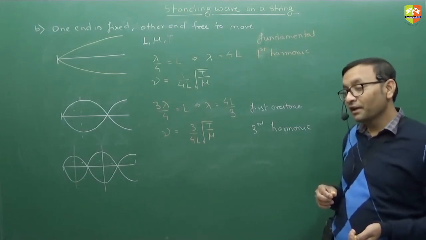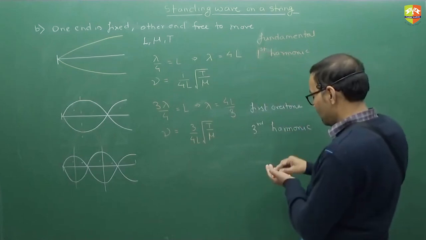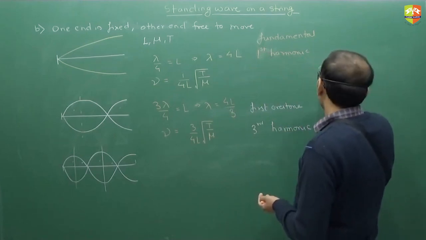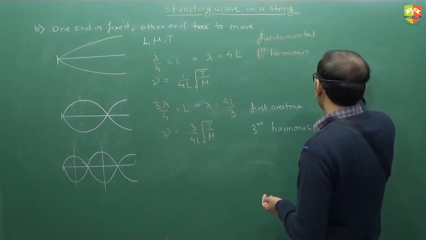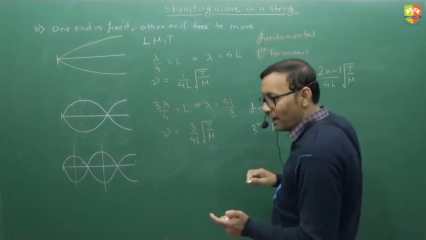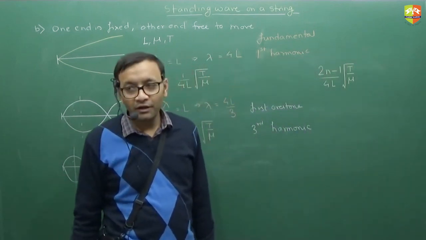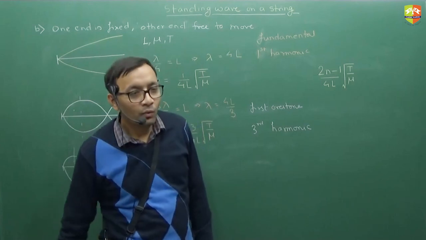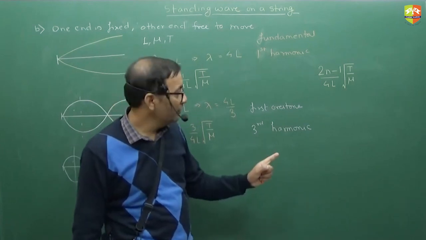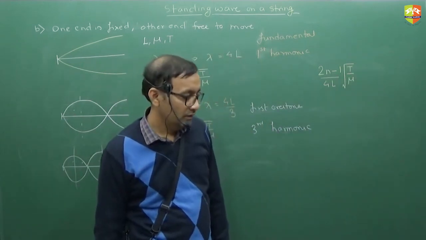So can you write a generic formula for this? (2n-1)/4L times root over T by mu. Which harmonic is it? Nth harmonic? No. It is the 2n minus 1th harmonic. Got it? n starts from 1. It's not the nth harmonic. It is the 2n minus 1th harmonic.